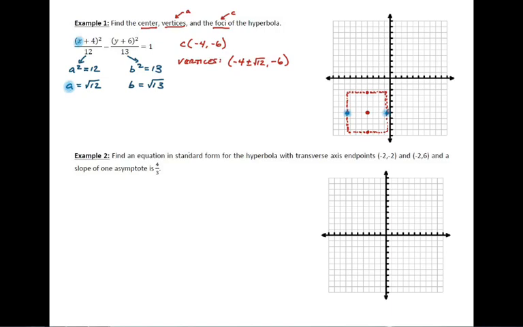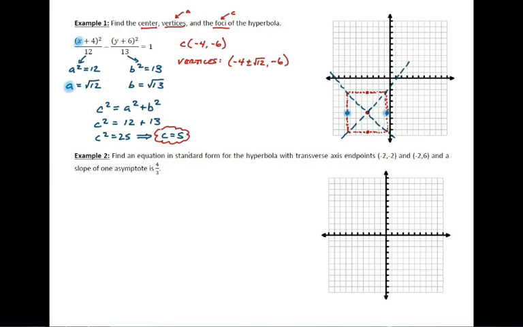If I want to identify the foci, so I have center, I have vertices, I first need to identify my c value. So the equation we use there is c squared equals a squared plus b squared. I'm going to draw my asymptotes in here. We're going to use those as a reference, but this problem doesn't actually ask you for the asymptotes, but it's going to be helpful when we sketch. So c squared is going to be a squared plus b squared. So c squared would be 12 plus 13. So what I get is c equals 5 when I solve for c.